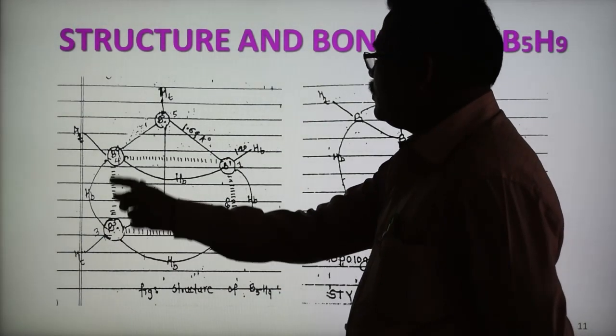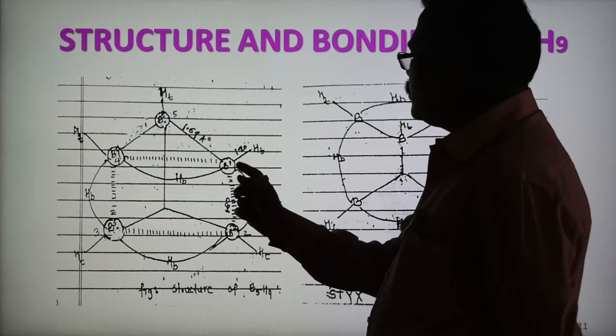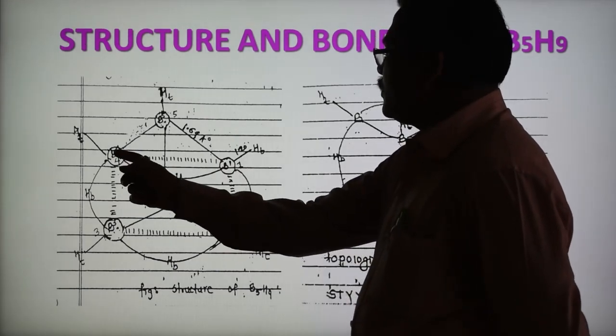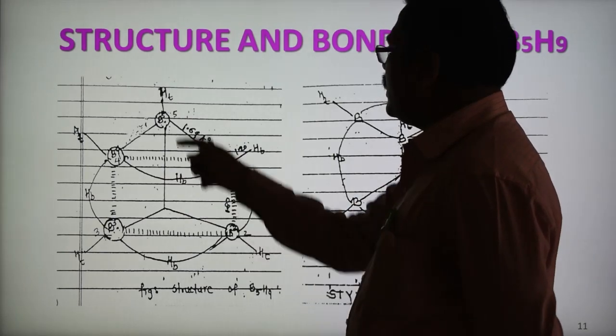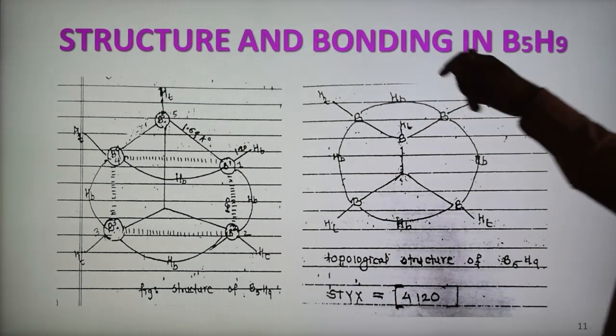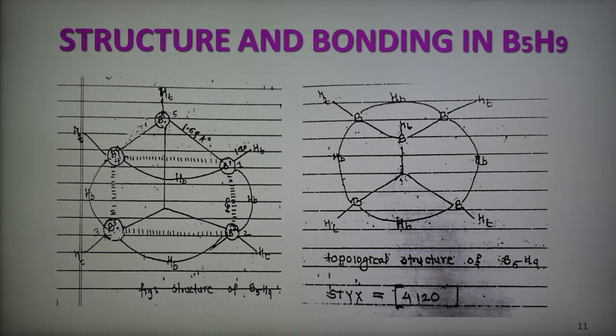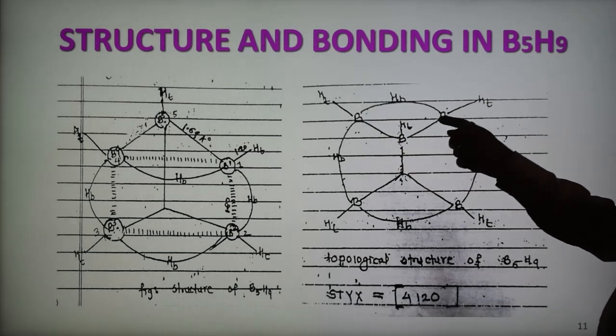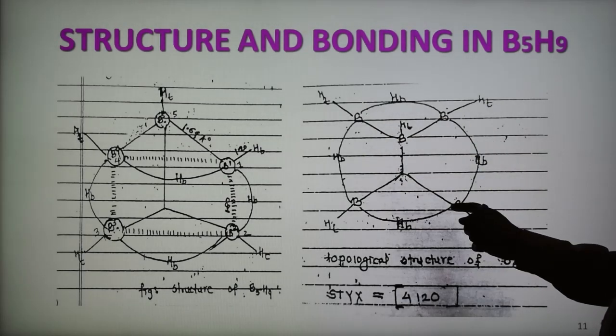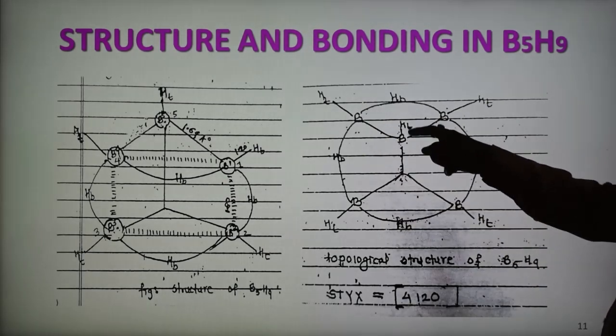So this is 1, 2, 3, 4, 5 borons. The four borons 1, 2, 3, 4 form the square, and this is the pyramid, with the fifth boron making it square pyramidal. And the topological structure of B5H9 is shown here, with borons 1, 2, 3 and 2, 5 arranged in this way.